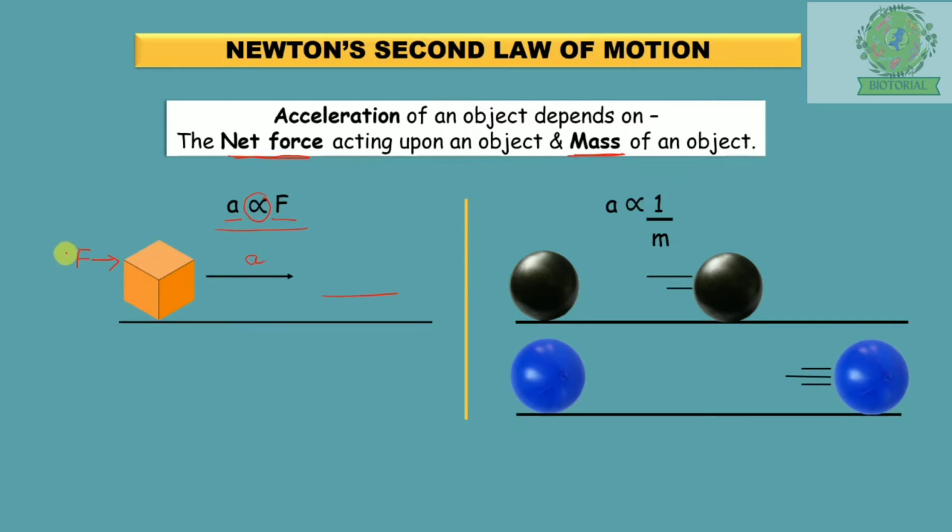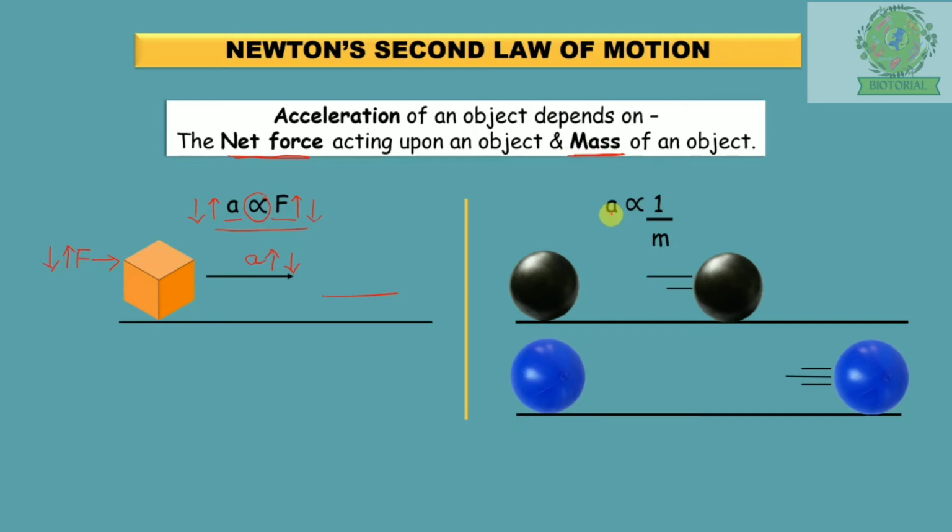Now if I increase the force, if I apply some more force to it, the acceleration will also increase. And in case I decrease the force, I apply less force, then the acceleration will also decrease. So that is known as directly proportional. If the force increases, the acceleration will increase. If it decreases, the acceleration will also decrease. Simple.